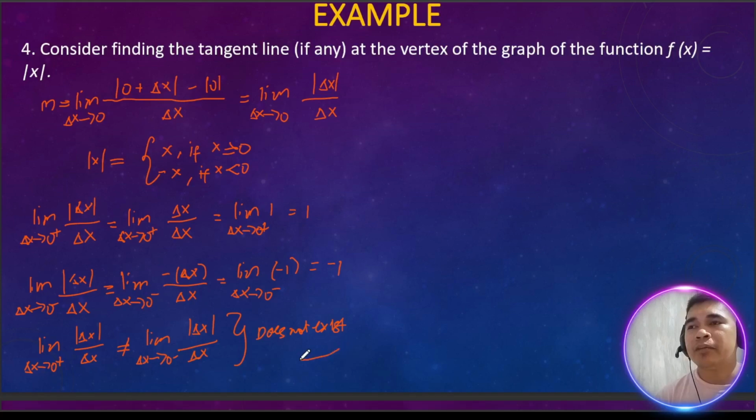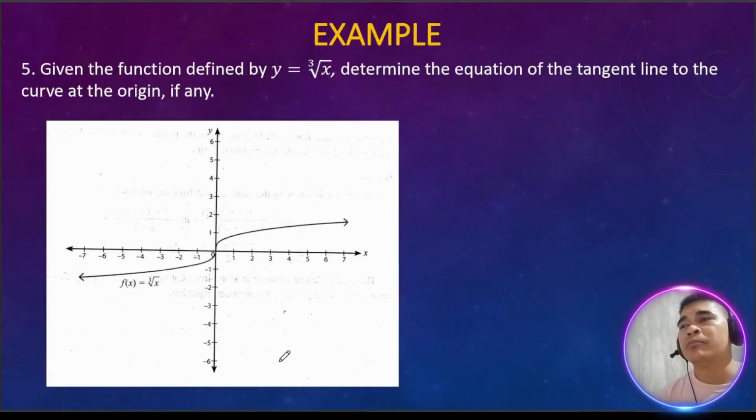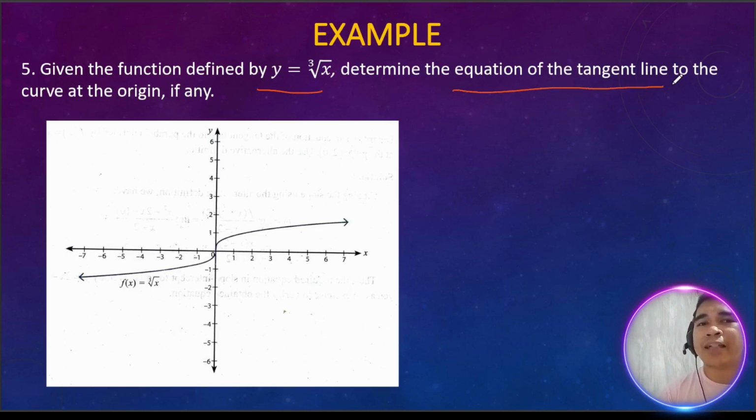Applying the limit theorems in the previous chapter, you can get that. Next example, given the function defined by y equals cube root of x, determine the equation of the tangent line to the curve at the origin. So, equation of the tangent line. First, determine the slope at x equals 0.